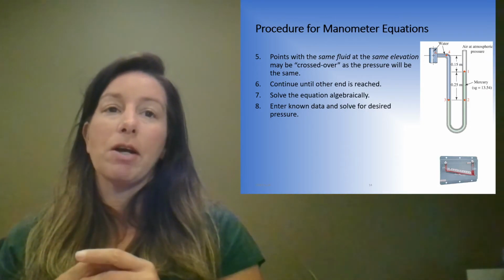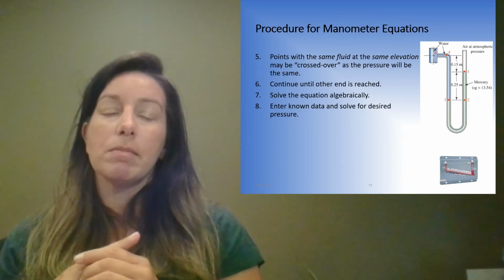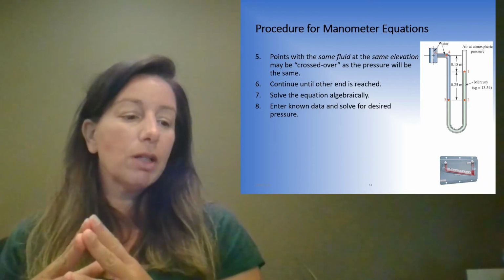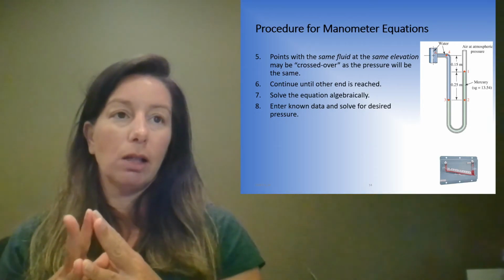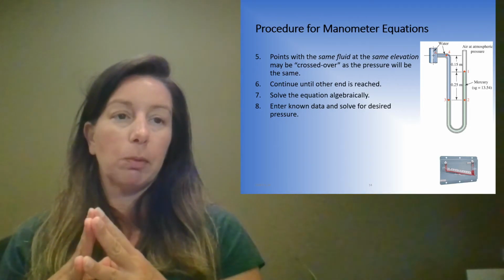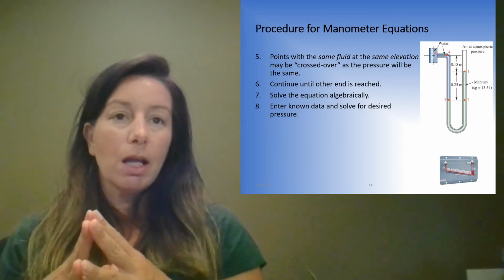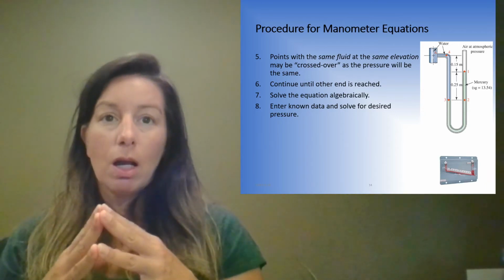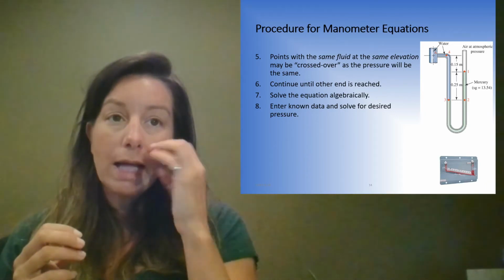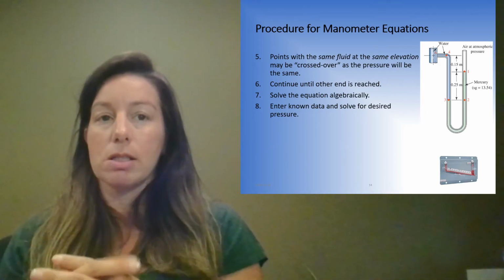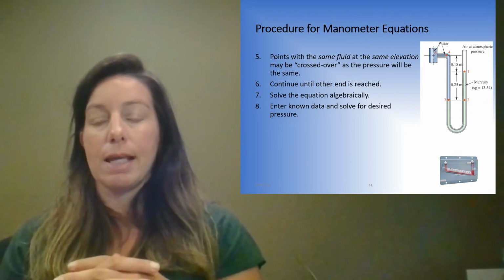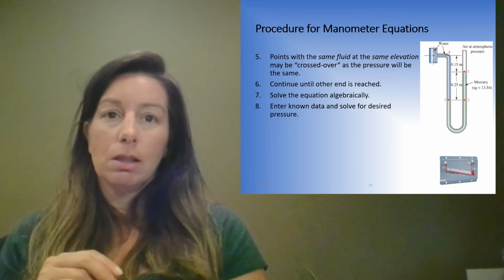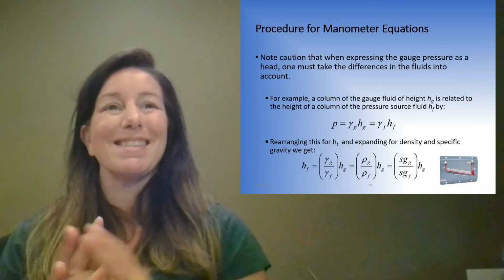So you solve the equation algebraically. So it's just algebra, right? There's no calculus involved. You don't have to do any linear algebra. Oh, actually, you might have to do some linear algebra. But right now it's just one equation. You enter all the known data and you solve for whatever you're trying to solve for, okay? And in this case, it happens to be the desired pressure at point A. Don't worry, we'll do some examples.